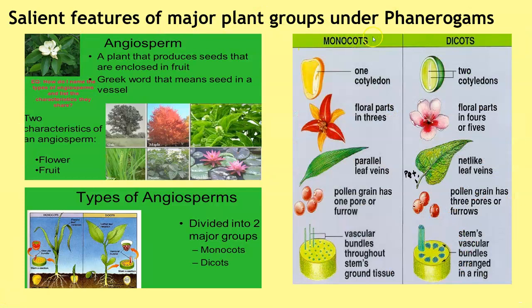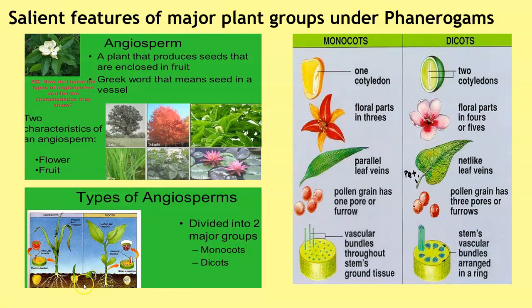The next division under phanerogams is the angiosperms, the plants that produce seeds which are enclosed in fruit. In Greek, the word means seed in a vessel. So the two important characteristics of angiosperms are they have flowers, they have fruits. These angiosperms are divided into two major groups, that is monocot and dicot. So the angiosperms are the most advanced group of flowering plants. They are highly evolved plants primarily adapted to terrestrial habitat.